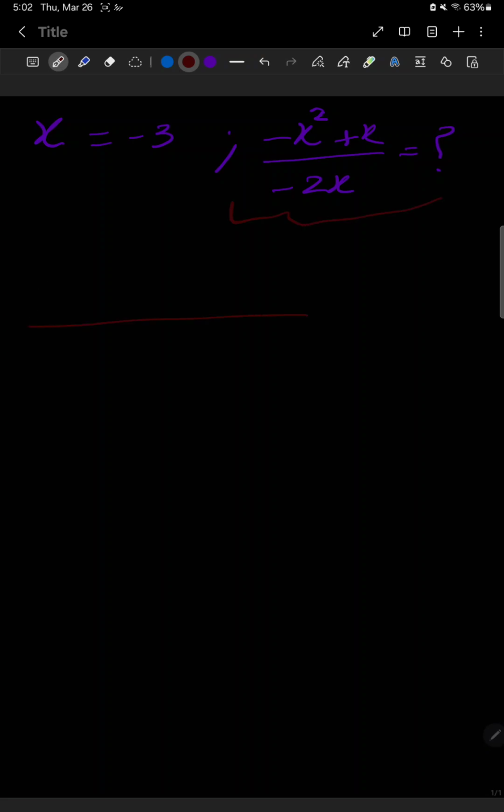Simply we plug in -3, so -3 to the power of 2 plus -3 minus 2 times -3. Alright, so we're left over with 9 minus 3, which is 6, over 6, which is 1. This question is very easy, but some examples are within this range of difficulty. Pretty easy.